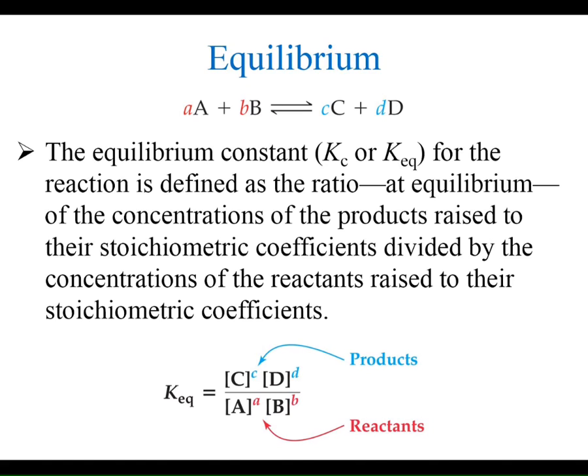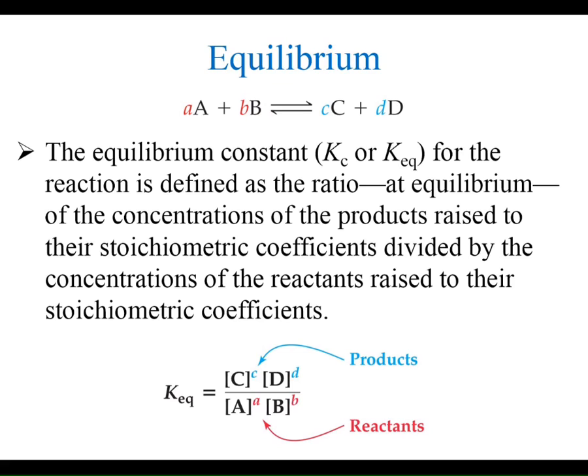Now you'll notice I've written these with little square brackets. See this little square bracket C. Square brackets mean the molar concentration, or the molarity. So the molarity of C to the c power times the molarity of D to the little d power, over the reactants: molarity of A to the a power, molarity of B to the b power. These little lowercase letters are the coefficients out front, the 1, the 2, the 3 we put out front when you balance reactions.